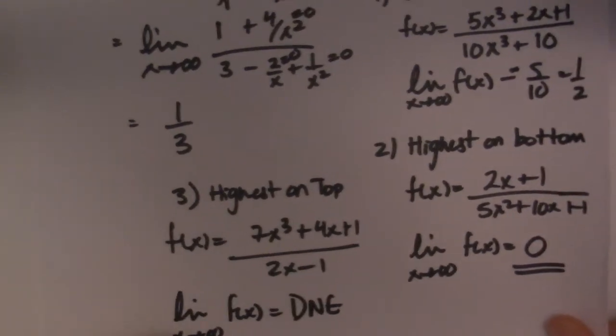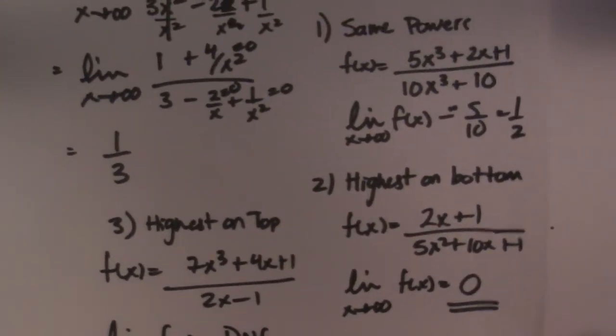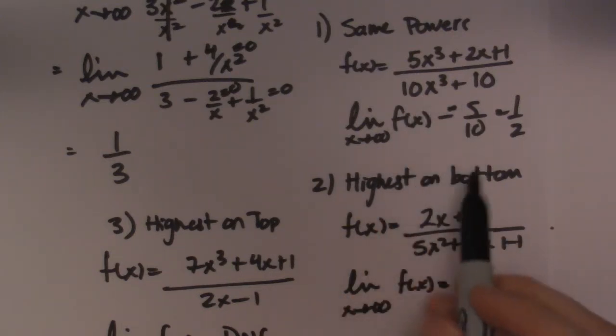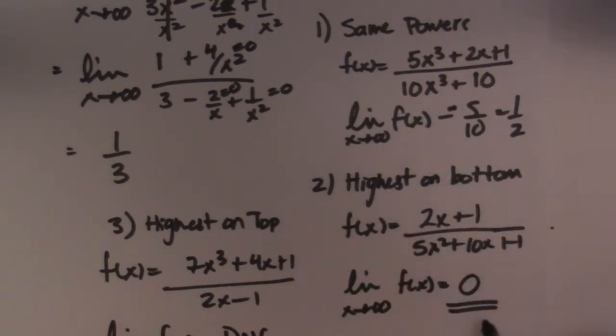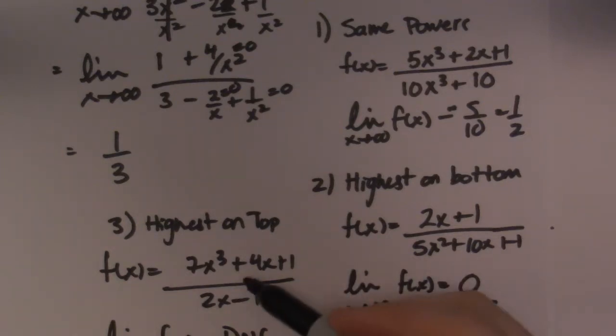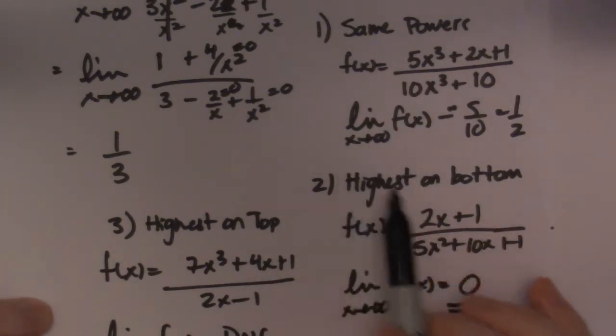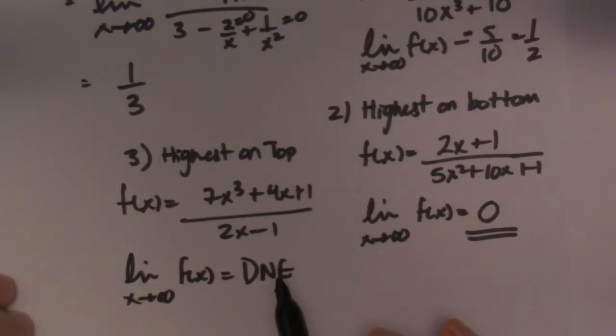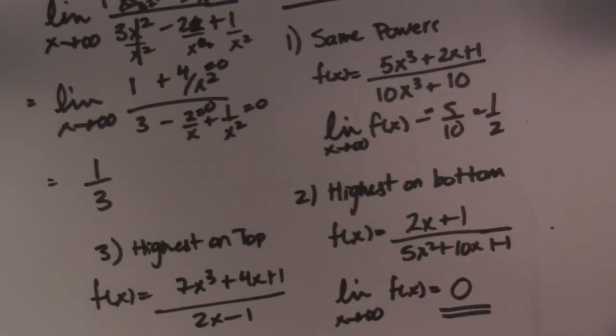Okay? So let me just recap that. If you have the same powers, then you take the coefficients. If you have the highest power on the bottom, it's always 0. If you have the highest power on top, then the limit is not going to exist as it goes to infinity. Let's just do a quick example of that.